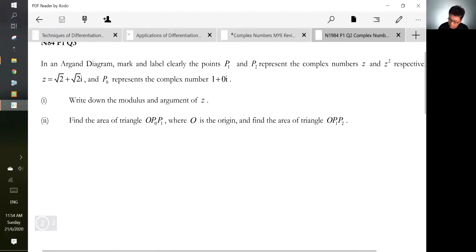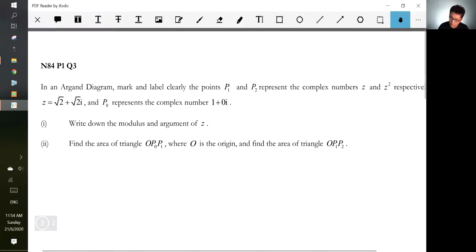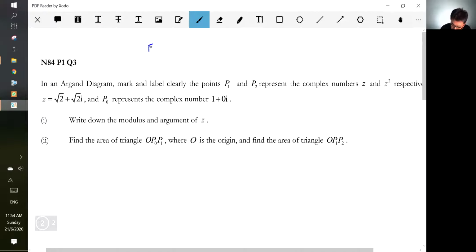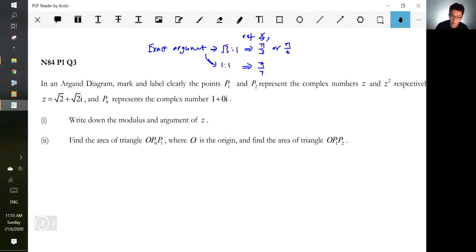So you're told now you have to be hypersensitive. There are only a few ratios which will give you exact argument. The ratio of √3 to 1 will give you exact argument, and the ratio of 1 to 1 will give you exact argument. √3 to 1 will either give you pi over 3 as a basic angle or pi over 6 as reference angle. 1 to 1 is pi over 4. Take note of that. Whenever you see √3 to 1 or 1 to 1 in terms of the ratio of x and y, you should know that you can find the exact argument.